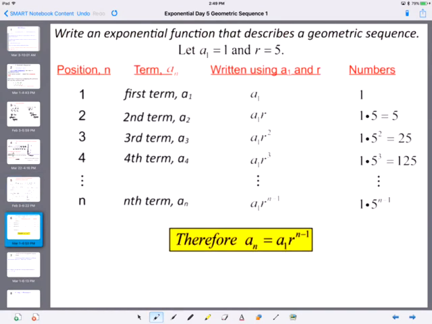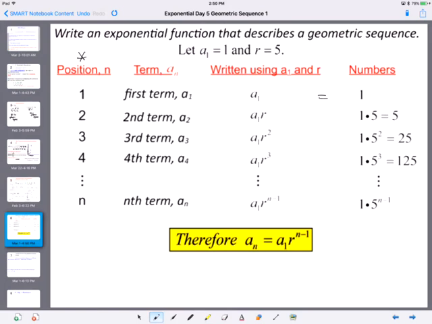So write an exponential function that describes a geometric sequence. In order to write a geometric function, we can look at our n values, or the positions. We want to look at the terms. We want it written using a sub 1 and r, and then we can plug in numbers to look at it. So if we let a sub 1 equal 1 and r equal 5, our position, or the first term, is a sub 1. And we know that equals 1.